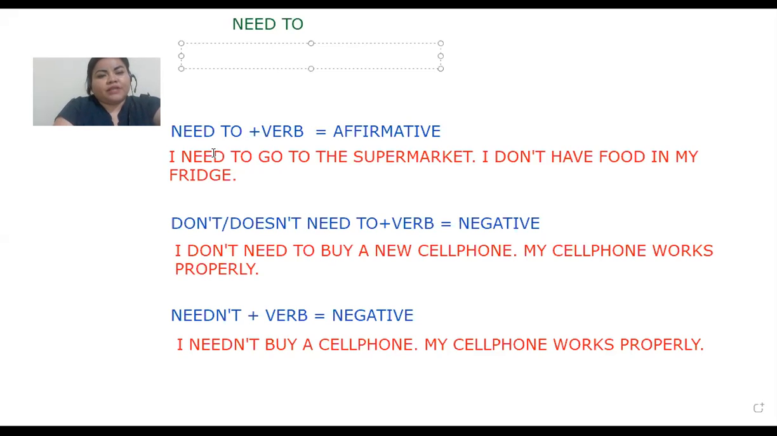Pero el verbo que sí va a tener un cambio es need. Fíjense acá. Doesn't need. She doesn't need to buy a new cell phone. Her cell phone works properly. Cambia porque es negativo, ¿verdad? Sí, porque estoy utilizando she. With doesn't. She doesn't.